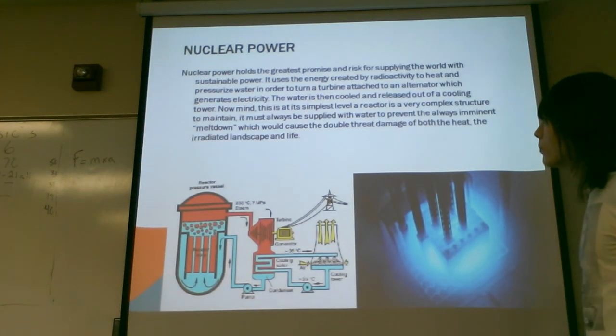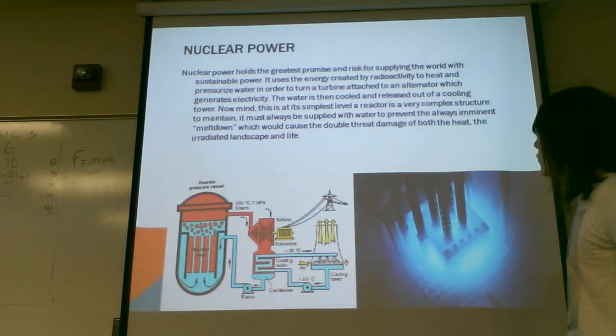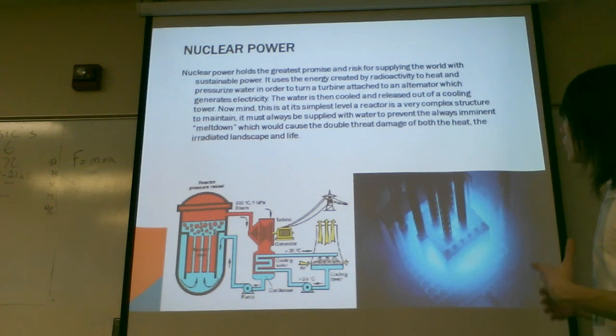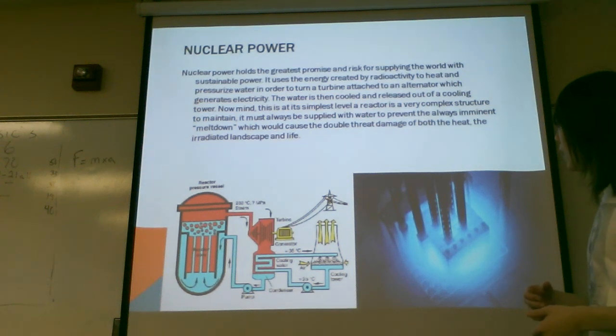Nuclear power. Nuclear power holds the greatest promise and risk at the same time for supplying the world with sustainable energy. It uses power created by radioactivity to heat pressurized water in order to turn a turbine, which is connected to an alternator, which generates electricity. This water is then cooled and released out of a cooling tower.